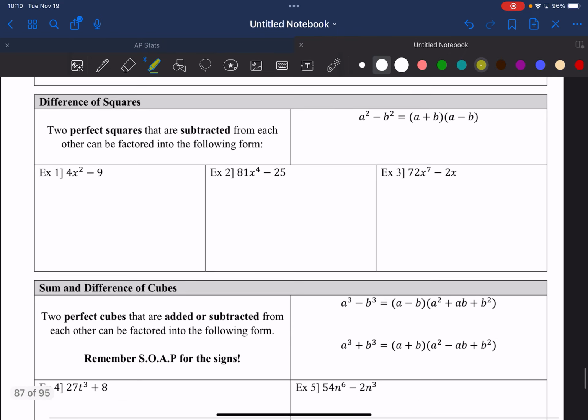So looking at the first part, make sure you have your notes out and you're writing it down. Difference of squares is when we have 2 perfect squares that are subtracted from each other. It can be factored into the following form. Think of this like your formula: A squared minus B squared is equal to A plus B times A minus B, where A and B are the constants in front of the variables. Guys, this is going to be on the test. You need to focus, pay attention. This is on the test.